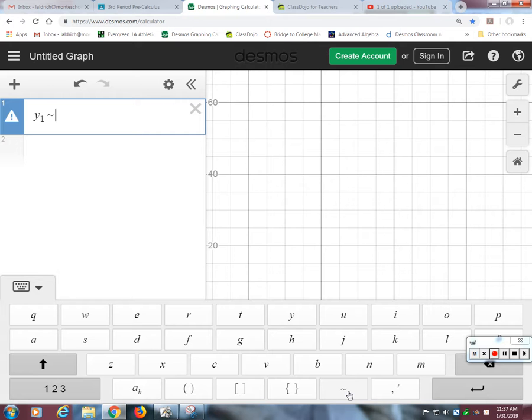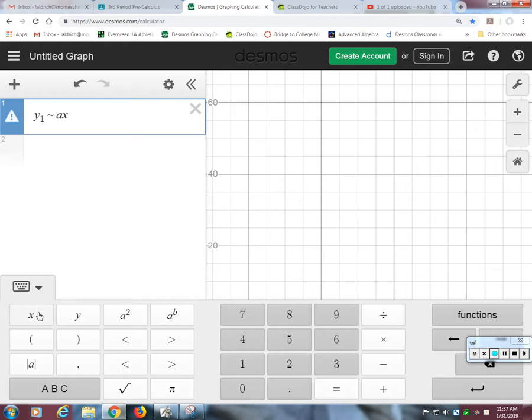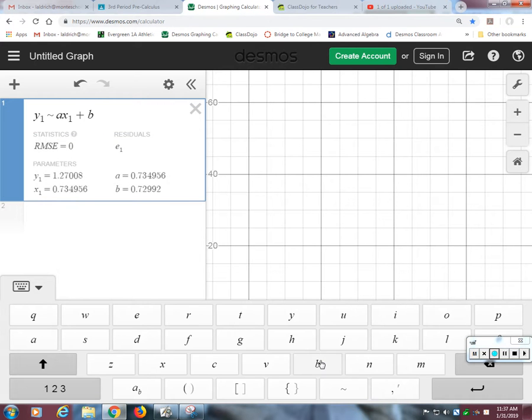Then if you go to the keyboard menu, the squiggly line is on the bottom right. So y1 is approximately equal to, and then for the linear equation, I know you know mx plus b, but we're just going to go a x1 plus b. And that's going to give us the linear equation. I don't know why that stuff is there. You might not have that stuff, or it might be different. That doesn't matter. We'll mess with that later. So that's the linear equation that we've done before.